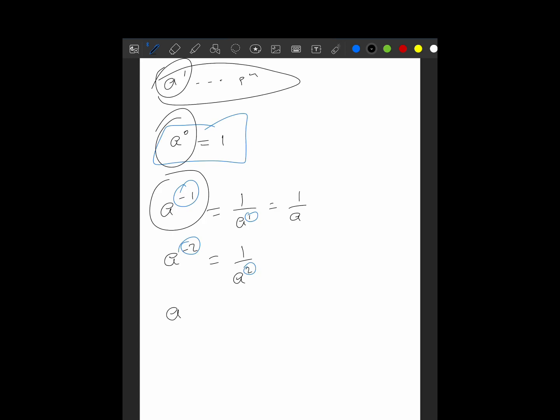Again, a power negative 3 is 1 over a power positive 3, 1 over a power 3. Make sense? So a power negative n is 1 over a power n. When I talk about n, I'm talking about any natural number, and a is any real number. So a power negative n is equal to 1 over a power n.